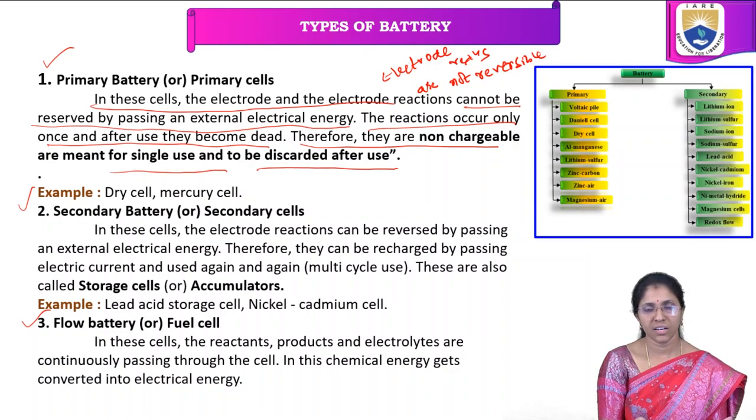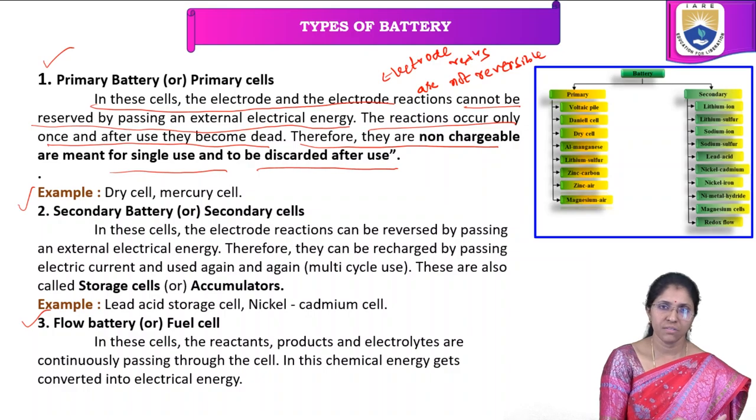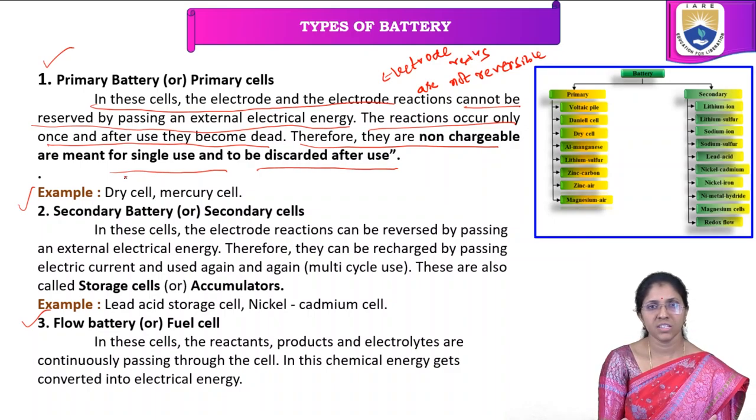The simple definition of a primary battery is that it is a non-rechargeable battery meant for single use. The electrode reactions are not reversible, the reactions occur only once, and after that the battery becomes dead.